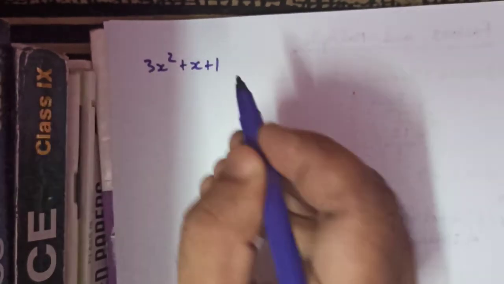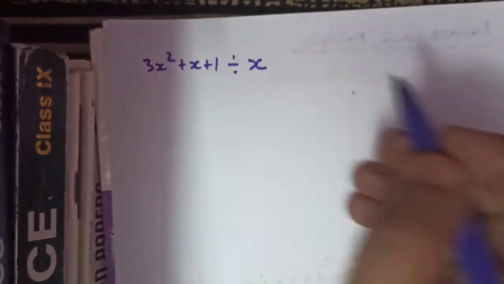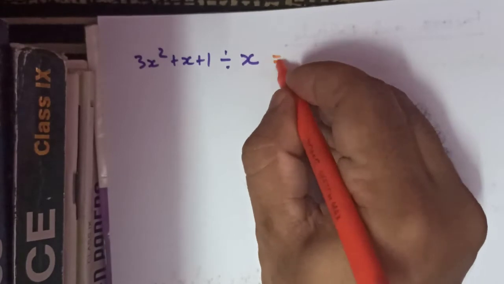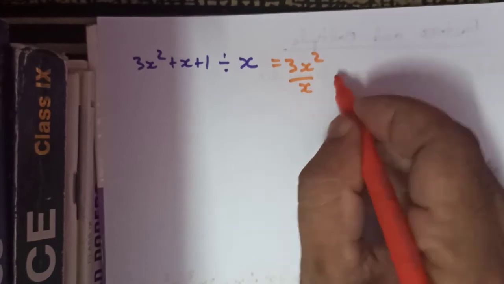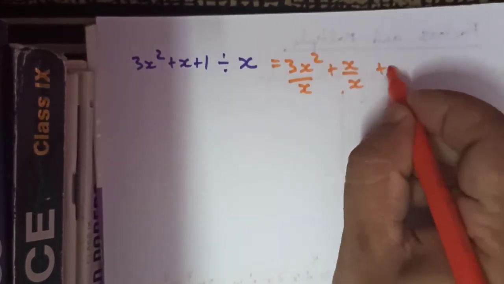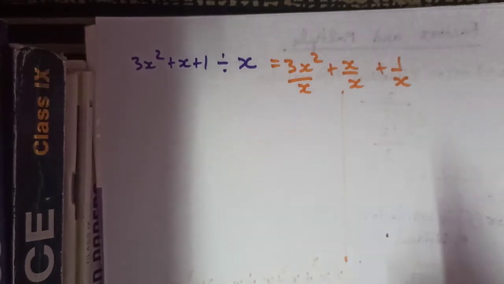Here, if we take the value 3x square plus x plus 1 as the polynomial p(x), and now it is divided by x. So if we divide it, what will we be getting? Again we will be dividing the first term by x, then second term by x, and the third term by x. So we can see here that first term can be divided.